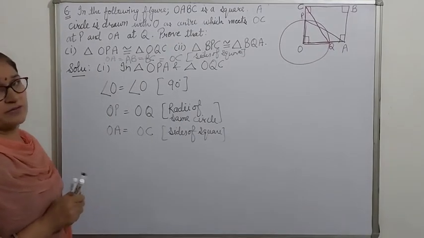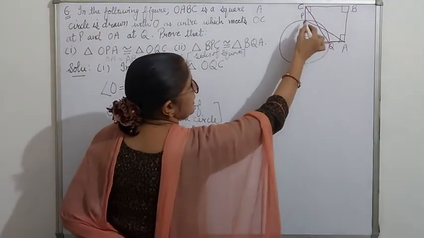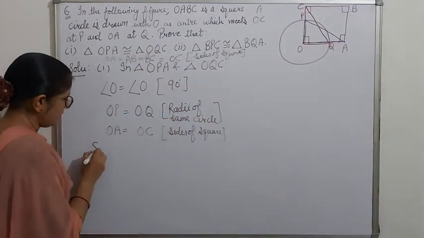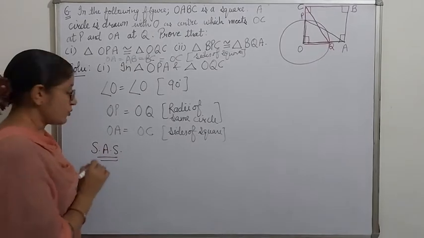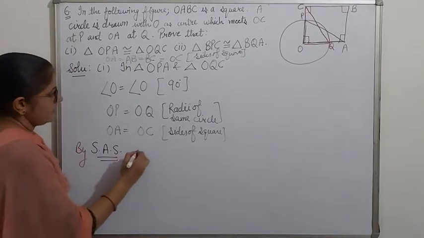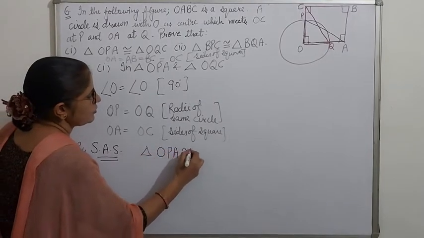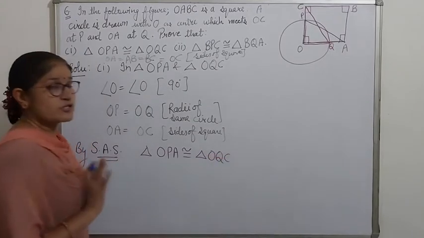So which property do we have to follow? See now, in this triangle, 90, this side and this side. So side, angle, side, condition of congruency. Triangle OPA is congruent to triangle OQC. Our first part is done.